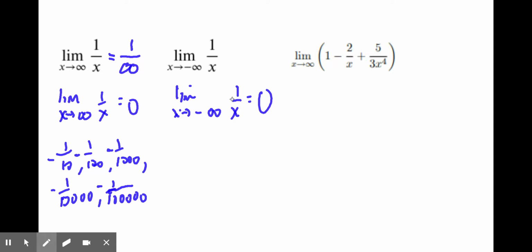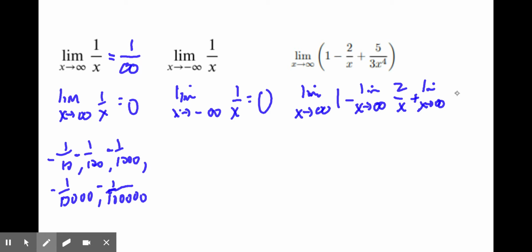All right? Okay, so these are the two main limits that you're going to use here to help you on your quest to calculate limits at infinity. Let's take a look at the third one. The limit as x goes to infinity of this. Okay, so to do this, we can apply the limit laws, right? We can take the limit as x goes to infinity of 1 minus the limit as x goes to infinity of 2 over x plus the limit as x goes to infinity of 5 over 3x to the fourth. Okay, so the limit as x goes to infinity of 1, well, there's no x to actually put into this limit, right, in the expression here. So this limit is just 1.